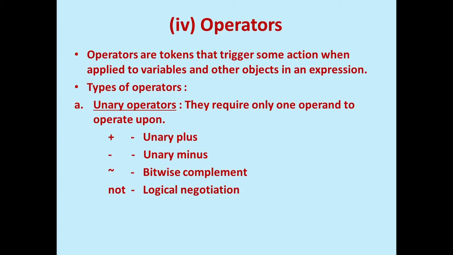Unary plus will indicate that the given number is positive. Unary minus indicates the number is negative. Bitwise complement will complement the bits of the full number, and not will require only one bit to operate upon.